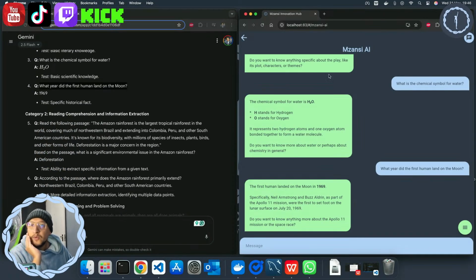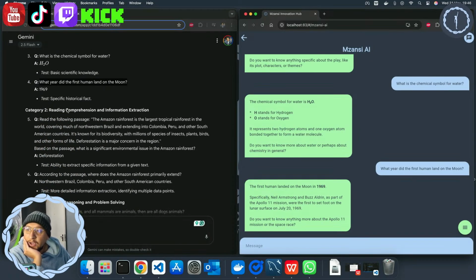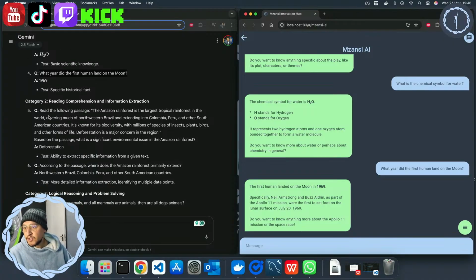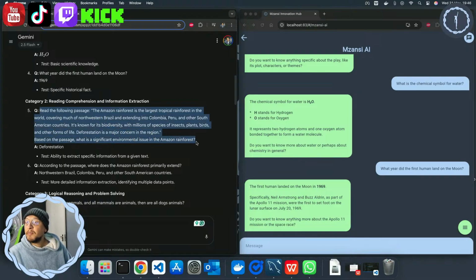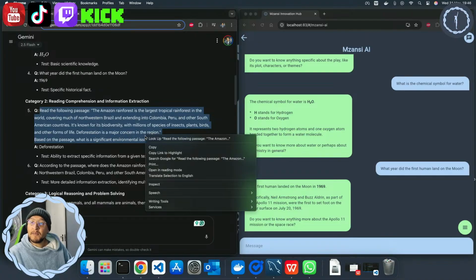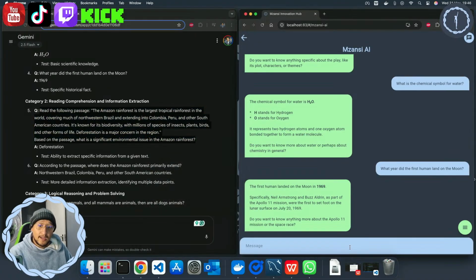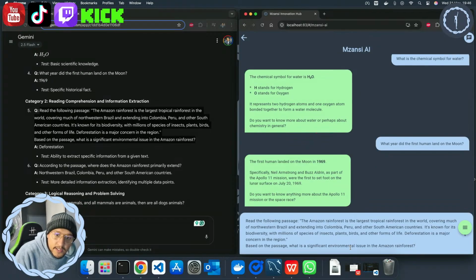Let's move on to category 2, reading comprehension and information extraction. This one is a little bit more complex, as you can see over here. It's a huge paragraph. Question: read the following passage, and then based on the passage, what is the significant environmental issue in the Amazon rainforest? It's starting to get more spicy, guys. The answers are getting a little bit more spicy. So I'll paste that in and send.